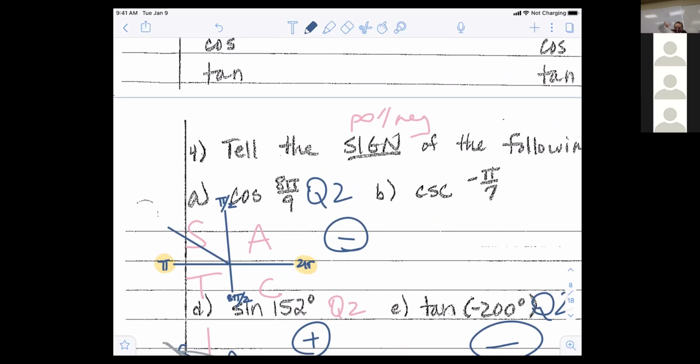All right, next one is cosecant of negative pi over 7. So I'm going down and around this way. Is it going to be in quadrant 1, 2, 3, or 4? Good. Jared, why is it going to be in 4? Yeah, it's a small negative angle, right? I'm only going a little bit down into the 4th quadrant. Negative angle means I'm going this way, not up and around. I'm going down and under. And pi over 7 is not quite pi over 2 yet. Cosecant goes with which trig function? Sine. And is sine positive or negative in the 4th quadrant? Negative.